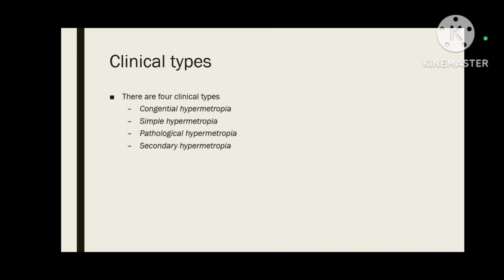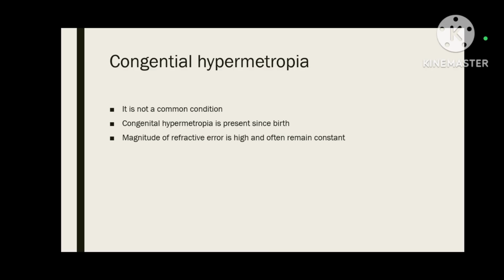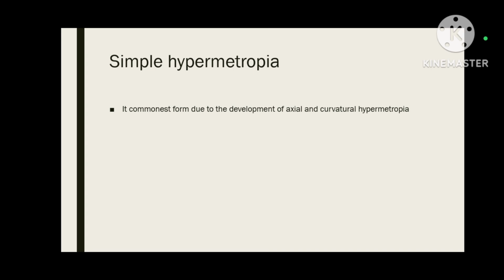Then next we are going to study about the clinical types. There are 4 clinical types: congenital hypermetropia, simple hypermetropia, pathological hypermetropia and secondary hypermetropia. First one is congenital hypermetropia. It is not a common condition. Congenital hypermetropia is present since birth. The magnitude of refractive error is high and often remains constant. And simple hypermetropia is the commonest form, due to development of axial and curvature hypermetropia.